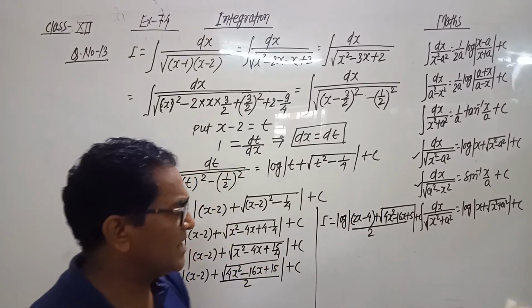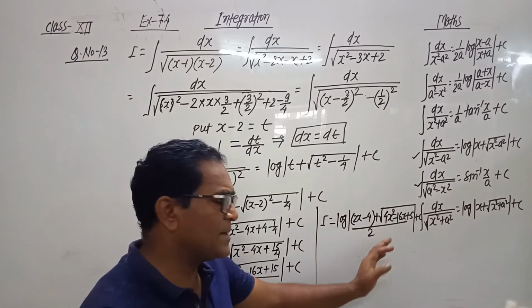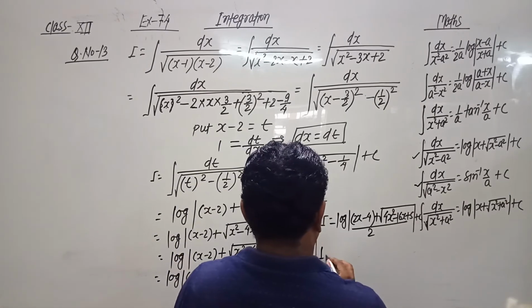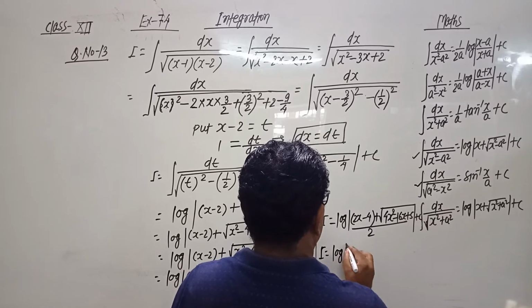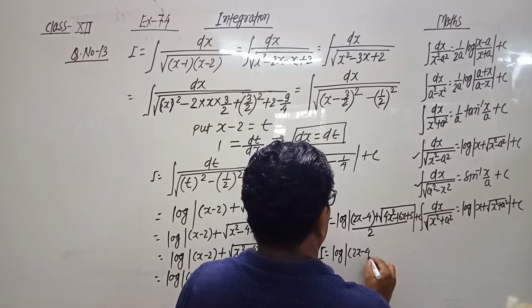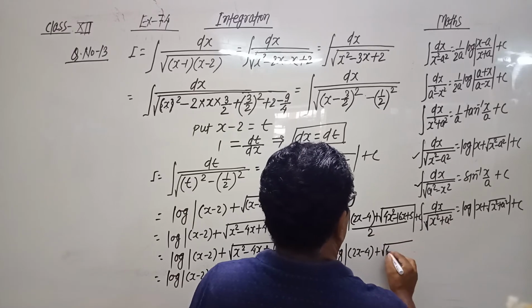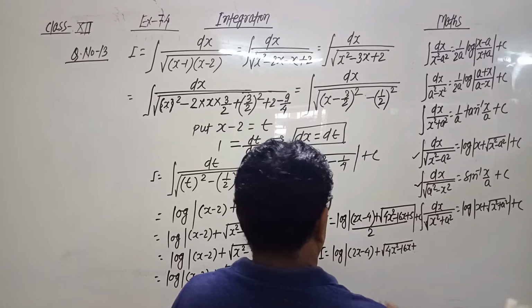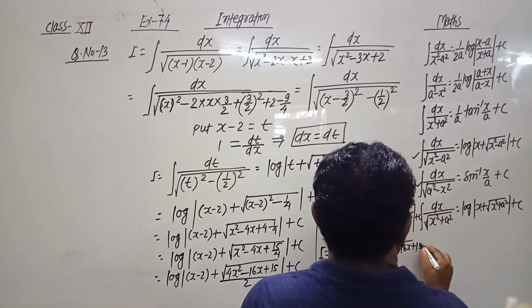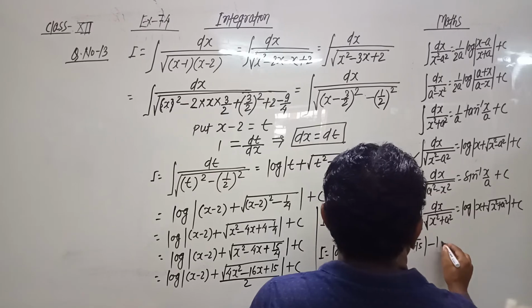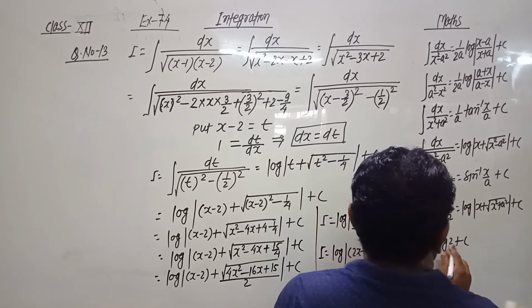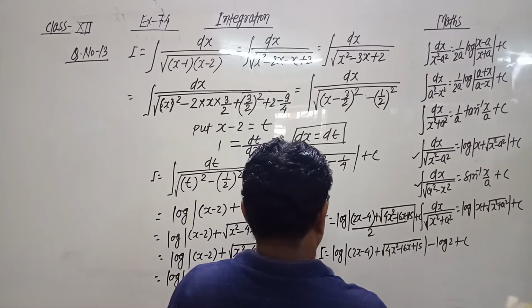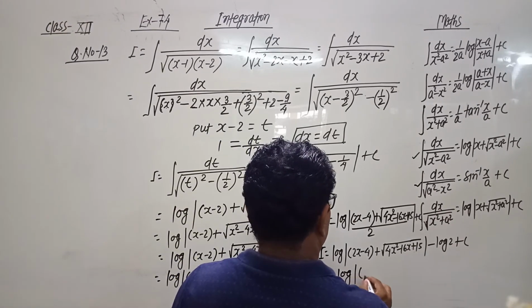Then this will be expanded in the form log a by b, and log a by b equals log a minus log b. So log a means log of 2x minus 4 plus root over 4x square minus 16x plus 15, and minus log 2, and plus c. Then c and log 2 both are constants, so both constants should be taken together.